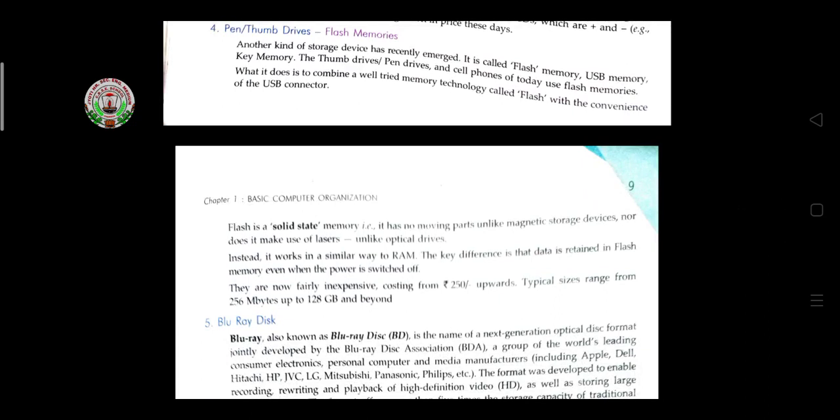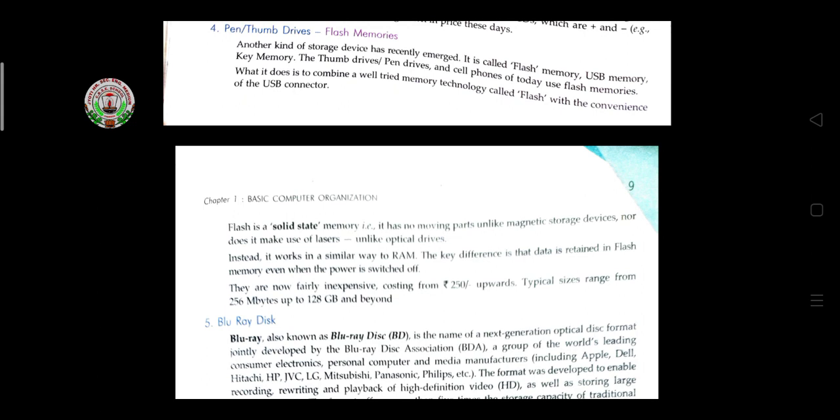Flash is a solid state memory. It has no moving parts, unlike magnetic storage devices, nor does it use a laser, unlike optical drives. Instead it works like a simple form of RAM. The key difference is that flash memory retains data even when the power is switched off.